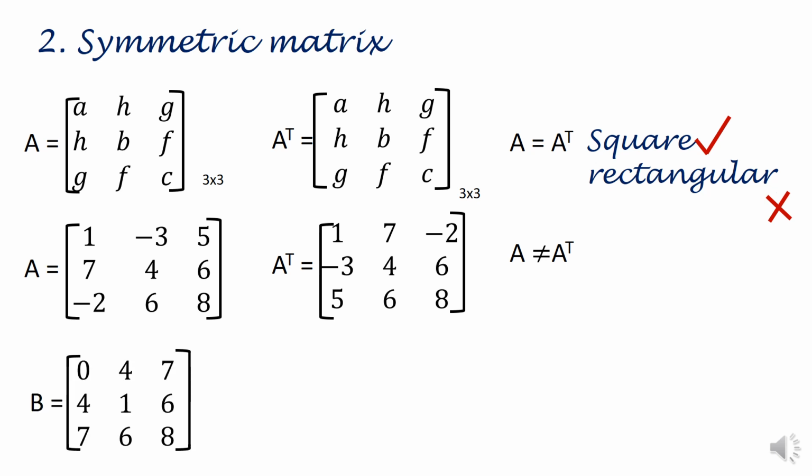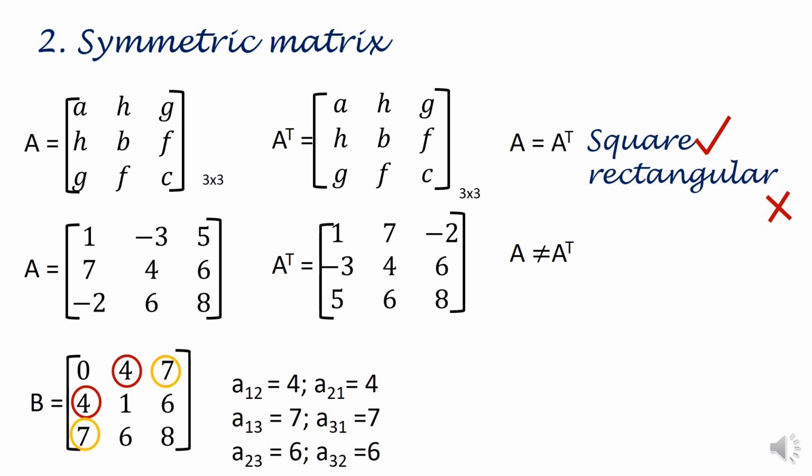For example, B is this matrix. Now, find the element a12 in B, the element present in the first row, second column. Now, a12 is 4. Find a21, the element present in the second row, first column. Again, that is 4, as you can observe over here. Both the elements are the same. Similarly, find the elements a13 and a31. Both of them are 7, that is the same. And a23 and a32. Both the elements are the same, that is 6.